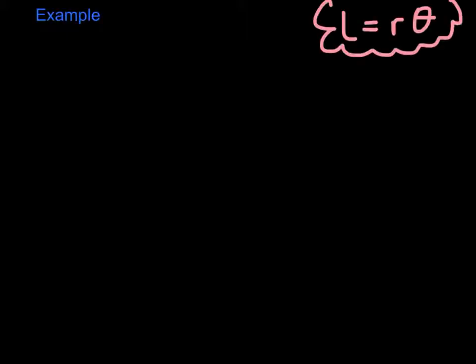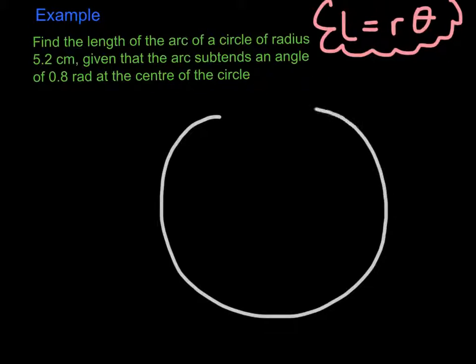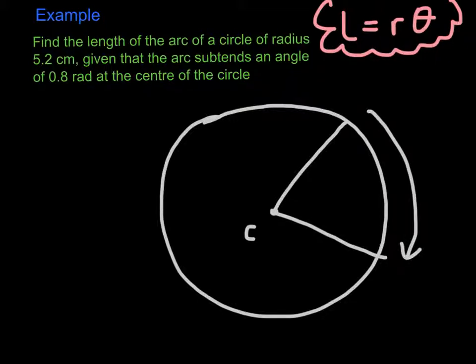So let's do a quick example to show how easy that formula, L equals r theta, is to use. Find the length of an arc of a circle of radius 5.2 centimetres, given that the arc subtends an angle of 0.8 radians at the centre of the circle. So all that means is our diagram is going to have a sector with an angle of 0.8 radians. The two straight edges are 5.2 centimetres, and we're looking for that minor arc, which is created by the 0.8 radians angle.